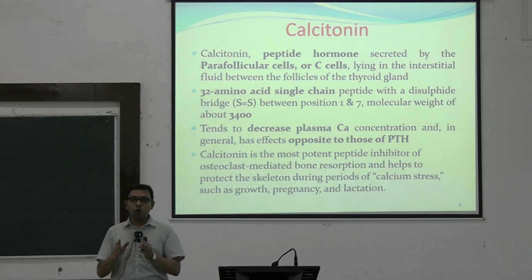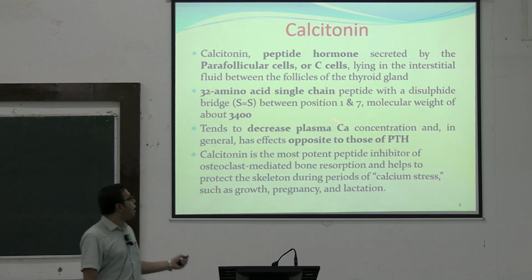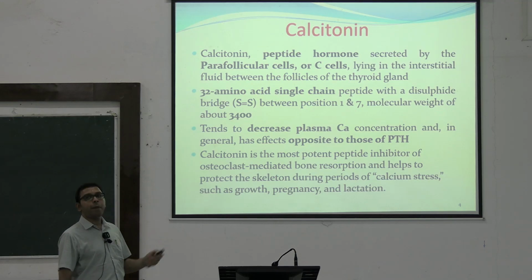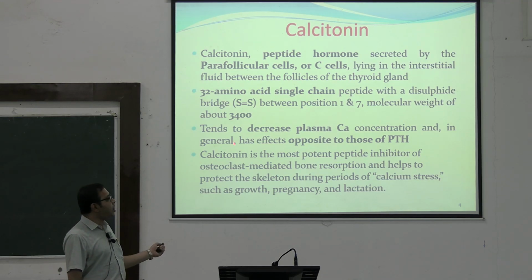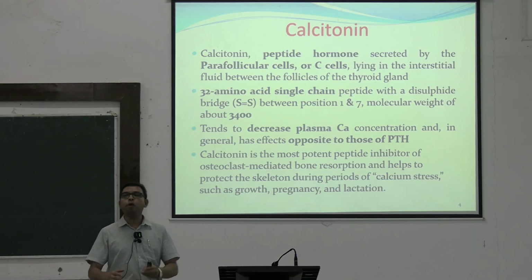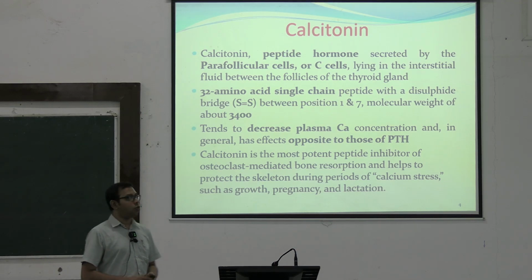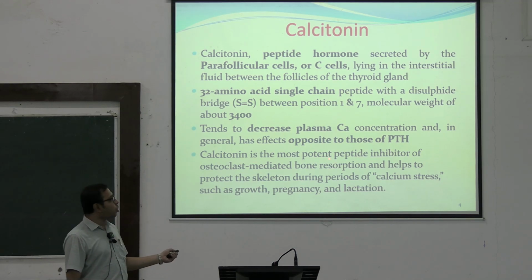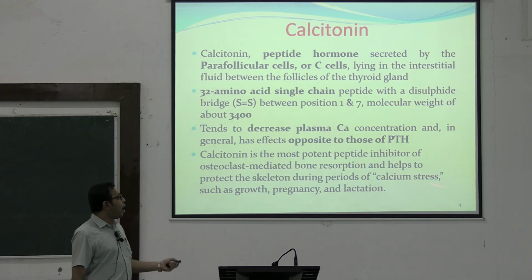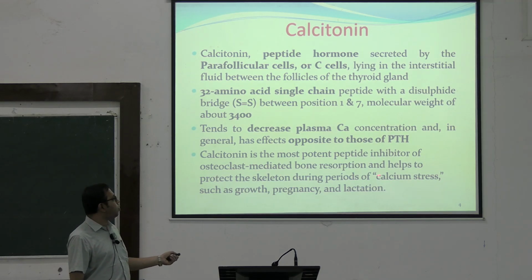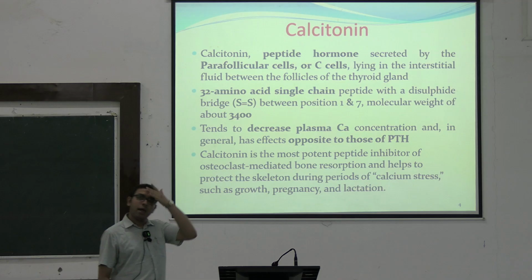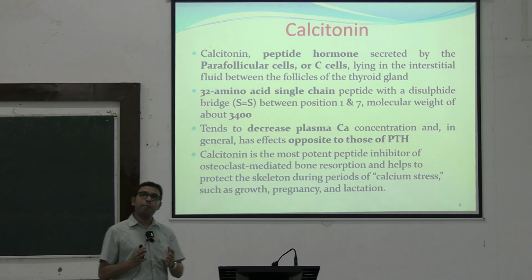But calcitonin is the hormone that mainly decreases the plasma calcium concentration, and in general it has effects opposite to those of the parathyroid hormone. It is the most potent peptide inhibitor of osteoclast-mediated bone resorption, and it helps to protect the skeleton during periods of calcium stress. Calcium stress means when the calcium level is low.